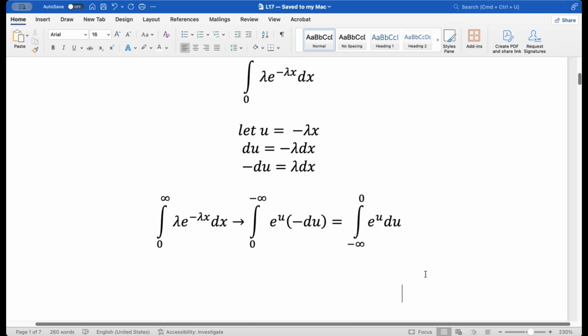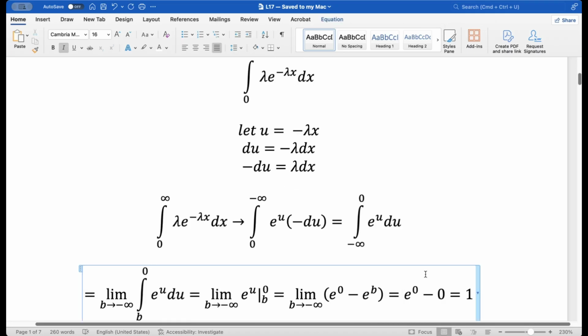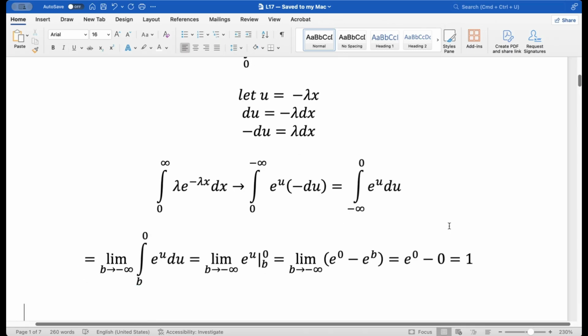The antiderivative of e to the u is itself, and then we have to do the limit for the negative infinity. In the improper integral situation, we end up with e to the 0 minus e to the b. e to the 0 is 1, e to the minus infinity goes to 0, so the whole thing does equal 1. And so we do have a PDF here.